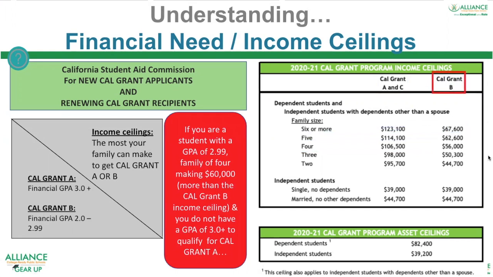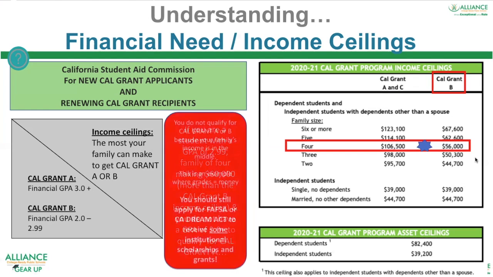If you are a student with a GPA of 2.99, family of 4, making 60,000, which is more than the Cal Grant B income ceiling, and you do not have a GPA of 3.0 to qualify for Cal Grant A, so you're pretty much in this area right here. Unfortunately, you do not qualify for Cal Grant A or B because your family income is in the middle. This is a great example of where grades equals money. You should still apply for FAFSA or the California Dream Act to receive some institutional scholarships and grants, but please keep in mind that grades do make a difference here.